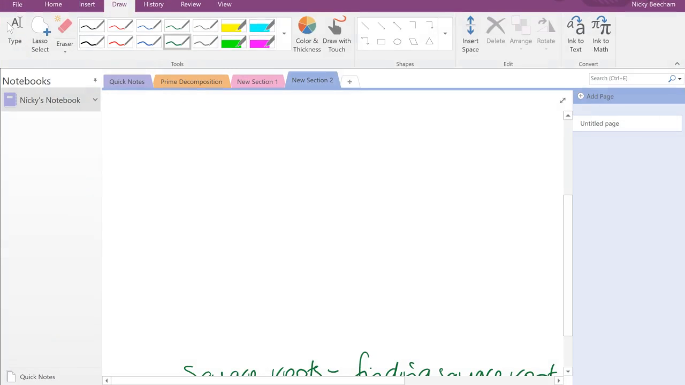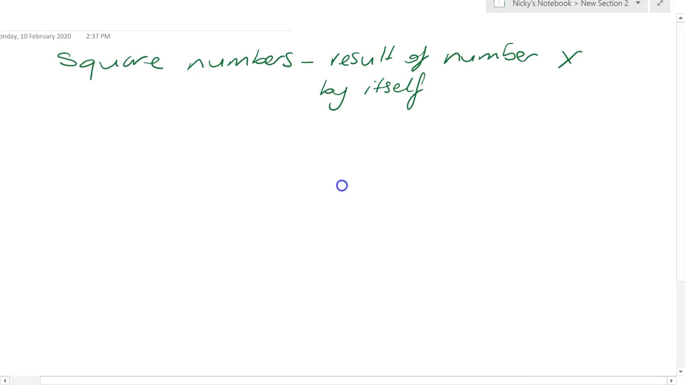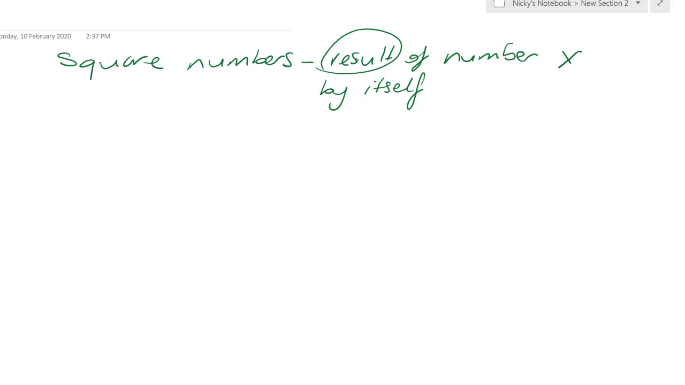Hey guys, I have a video today on two concepts that are pretty closely linked together. We're talking about square numbers, and in a little bit I'll talk about square roots as well. Beginning with square numbers, they are the result of a number multiplied by itself. So not the number, but the answer to that multiplication.